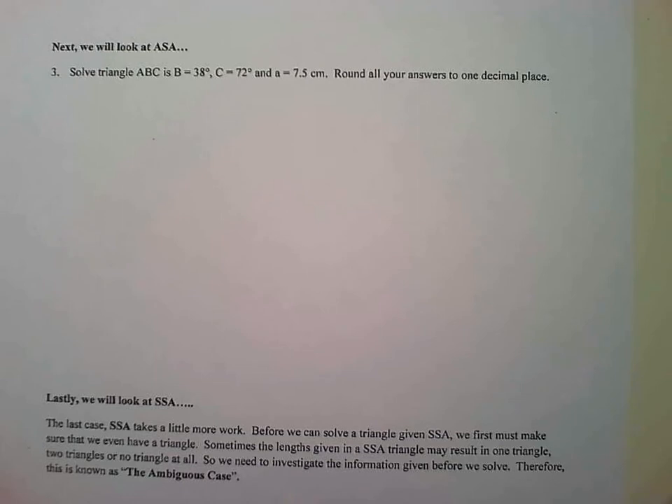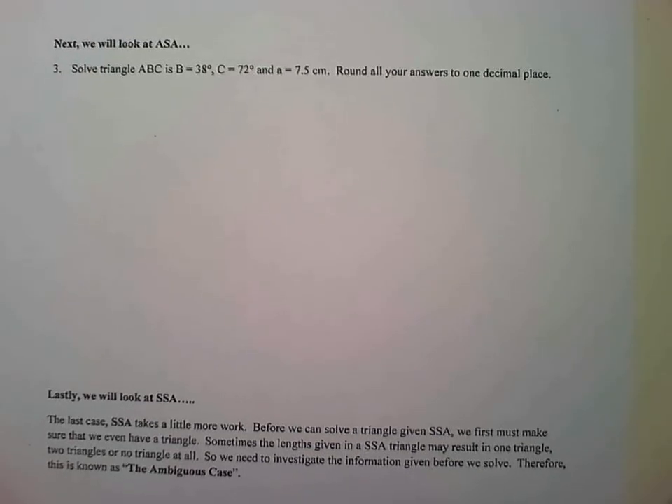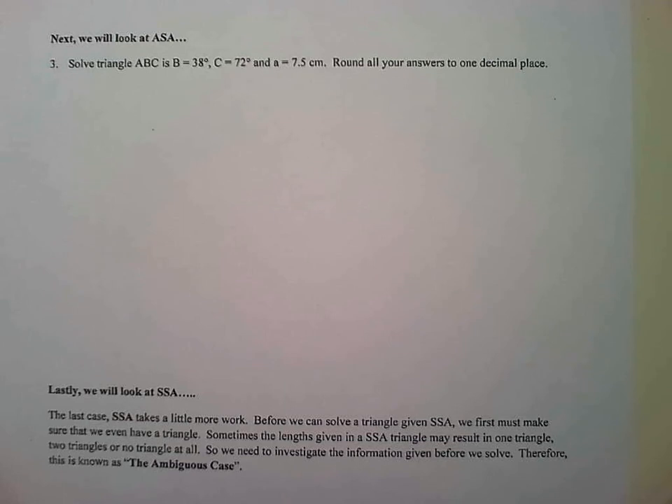As usual, I'm going to encourage you to pause the video, give this one a shot by yourself, and see if you're getting the correct answer by restarting the video. Alright, next we will look at angle, side, angle. It says solve triangle ABC, where B is equal to 38 degrees, C is equal to 72 degrees, and side A is equal to 7.5 centimeters. Round all your answers to one decimal place.